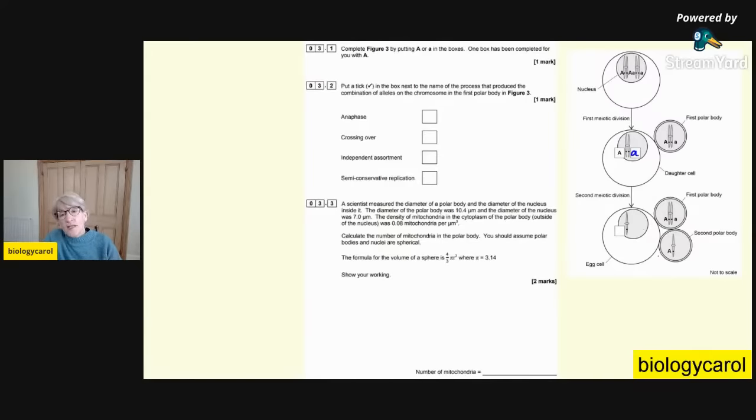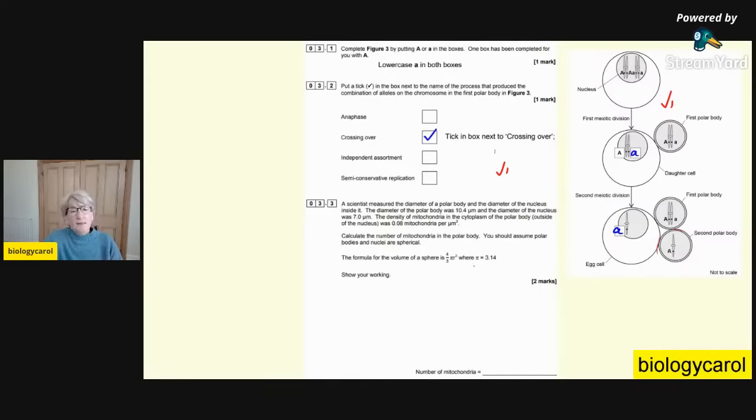And now we need to look carefully at this second polar body. This one has got the big A chromatid in it. So therefore, this one must be the little a one. And therefore, that's why that is correct. Put a tick in the box. The name of the process producing the combination of alleles on the chromosome in the first polar body? Well, that is crossing over, which is what I've just talked about. So we've got that mark.